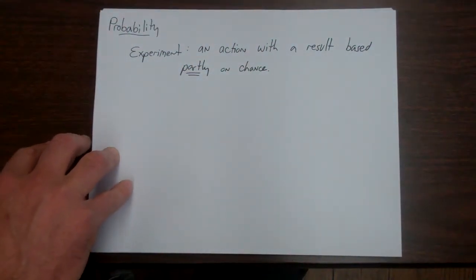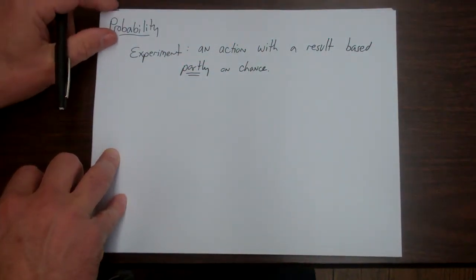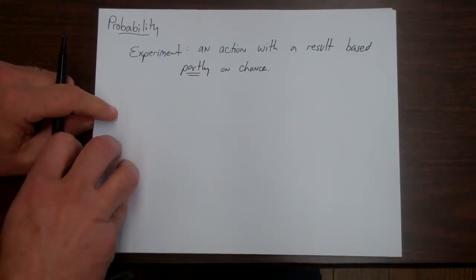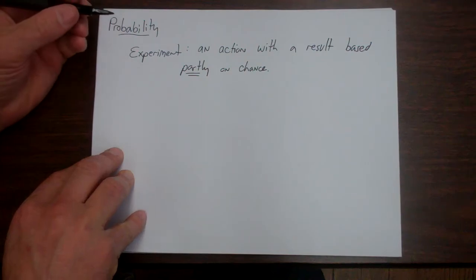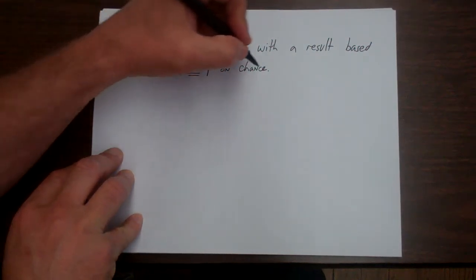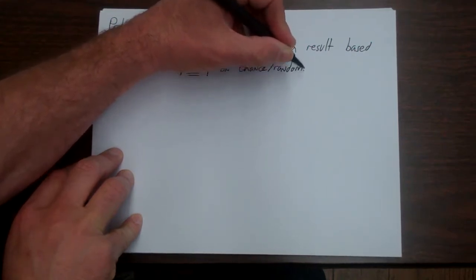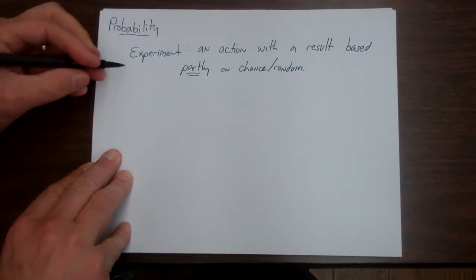So an experiment could be something that is pretty well known, but not completely known, right? Or it could be something that's completely random. We'll use the term chance and random interchangeably in the beginning of these videos.